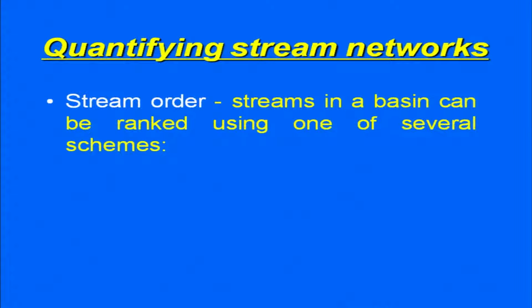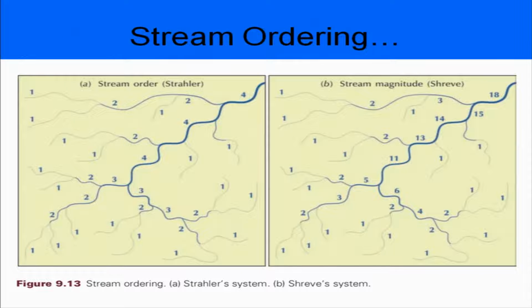There are several schemes available, which help us. Identification is not a difficult part, but in ordering one has to be careful, because that will help us in getting the bifurcation ratio between the lower order stream and the next higher order stream. So these are the two most commonly adopted ordering methodologies, given by Strahler and Shreve.